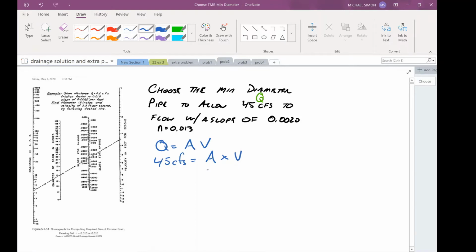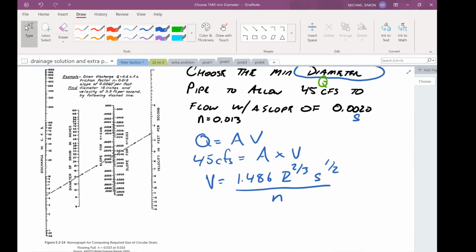Let's look at our velocity equation. Velocity is equal to 1.486 R to the 2/3 S to the 1/2 over N. We have the slope, but again, we don't have the hydraulic radius there. So we can solve for that, or we can use the nomograph to find the diameter. And that's really the best use of that nomograph to help narrow down your selection.